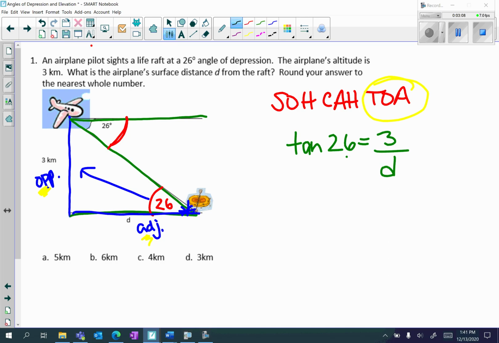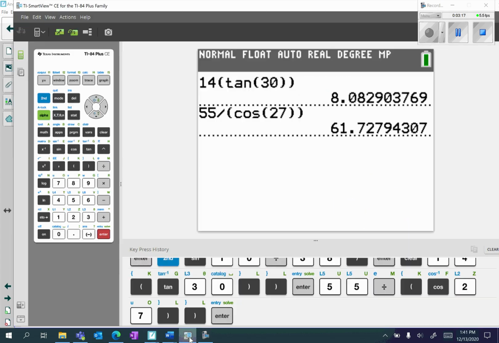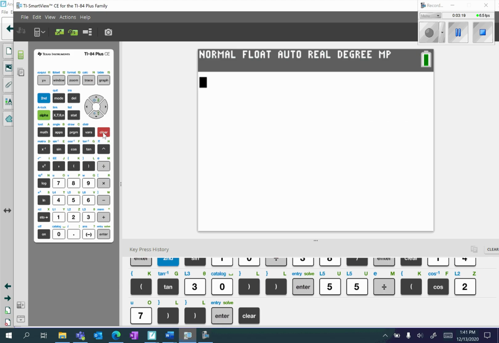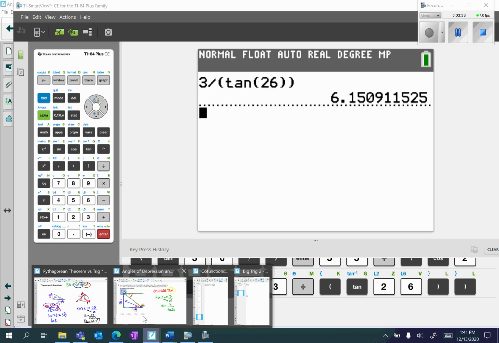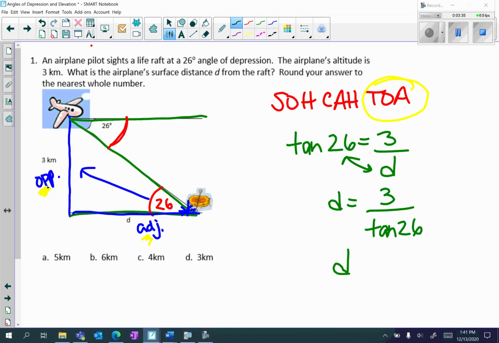Now notice the variable is in the denominator, so we're going to switch positions. So 3 divided by tan of 26. Let's use our calculator. Make sure we're in degree mode, and we're going to do 3 divided by tan of 26. We'll get 6.15, roughly. So that's going to be choice B, 6 km.